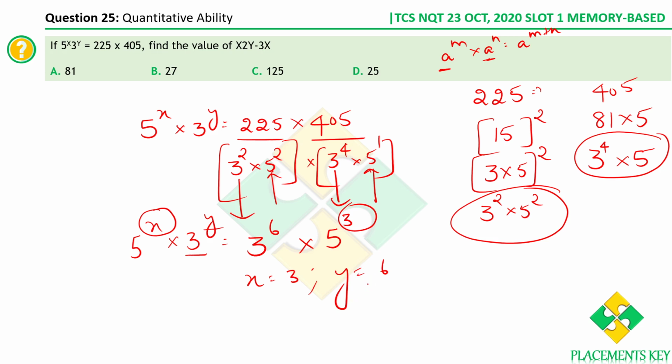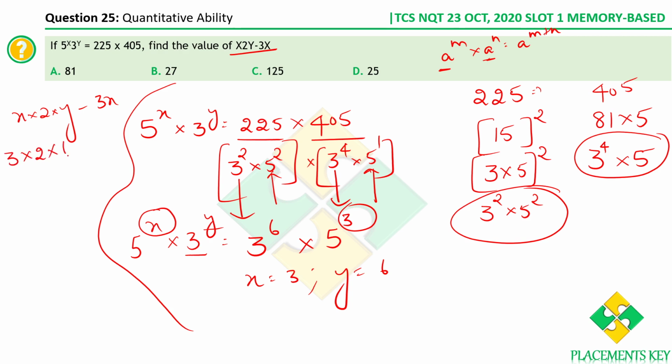Now that you've got the x and y values, you are supposed to compute x to the power y, that is x into 2 into y minus 3 into x. We are just substituting the values of x and y. So x is 3, into 2, into y value 6, minus 3 into x, which is 3. So 3 into 2 into 6 is 36, minus 3 into 3 is 9. So 36 minus 9, you get the answer as 27. Therefore option B is the right answer for this question.